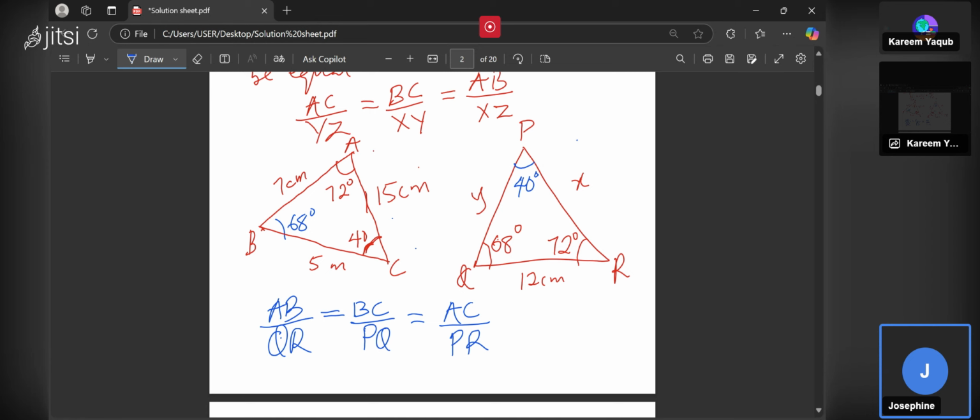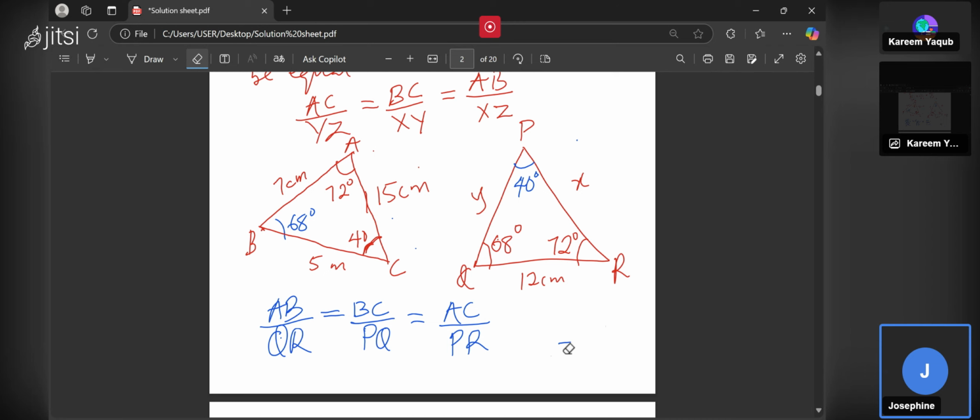You must not interchange it. If you have AB over QR here, and you now have PQ over BC, this will be totally wrong. You understand that? So that is where you usually get it wrong.